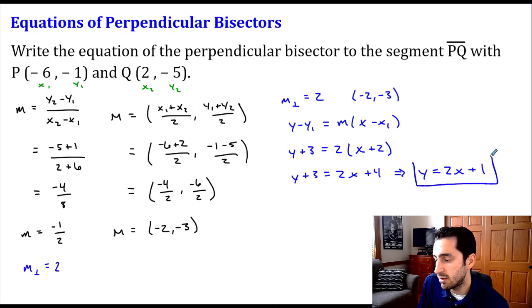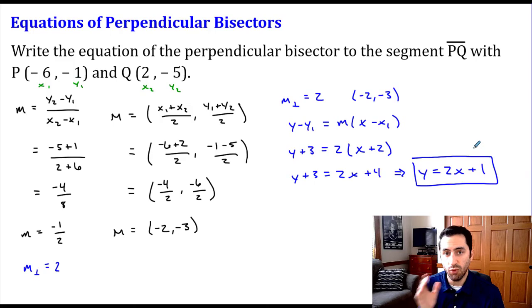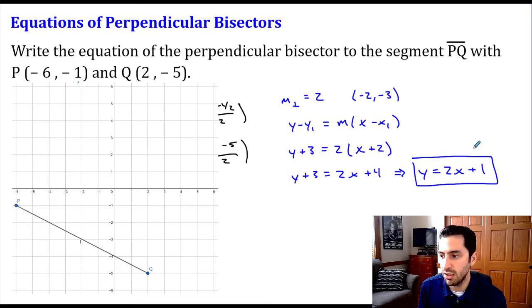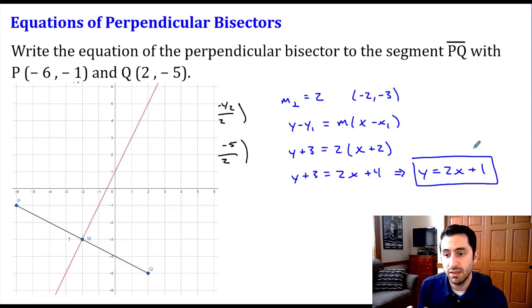And now this is the line that goes right through the middle of PQ, and it is also perpendicular to the segment PQ. If we compare this to the graph of this, we can see our endpoints P and Q. The middle of the segment is the point (-2, -3). And then to have it be perpendicular, we have our slope of +2. So our line going right through the middle, forming a right angle with the segment PQ, is this equation y is equal to 2x plus 1.